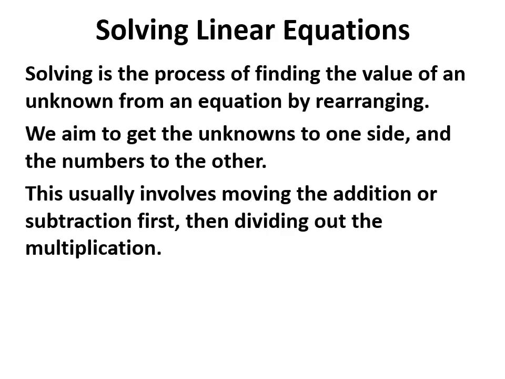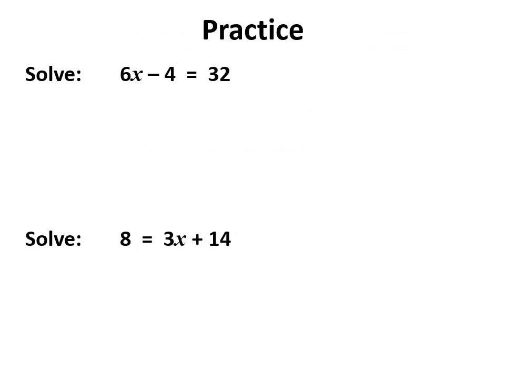We rearrange the equation. The aim is to get the unknowns on one side and numbers to the other. It doesn't matter which side, and we're going to do the opposite operation each time to achieve it. Let's do some practice ones to see how they work in actual questions. So, first one.